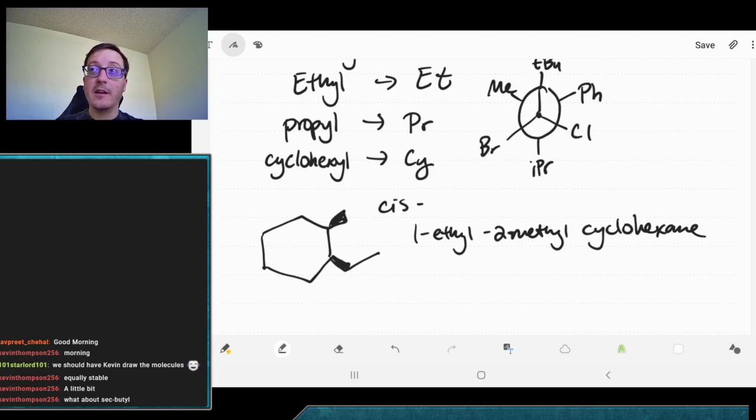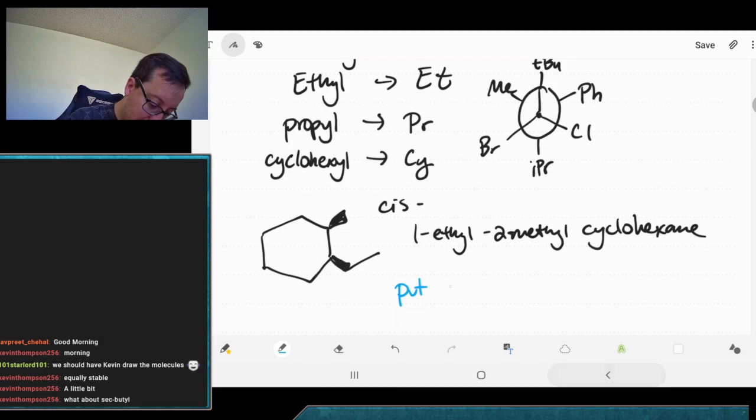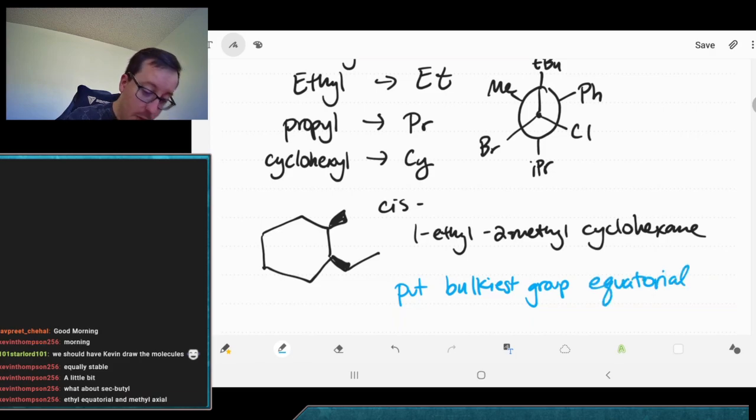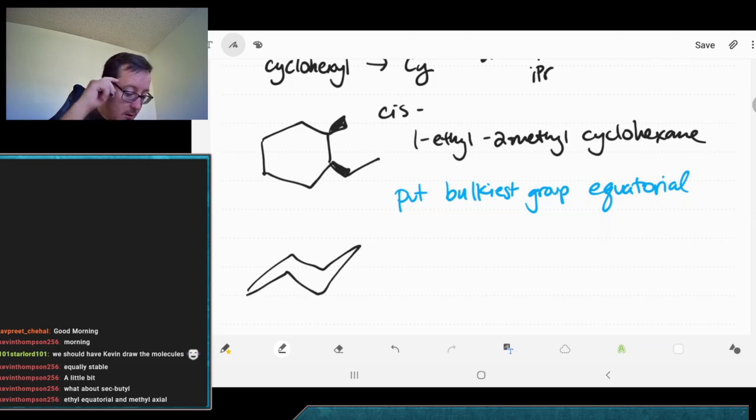One of them is going to be better than the other, right? And the one that's going to be better is going to put our bulkiest group in the equatorial position. So remember, we always want to put your bulkiest group equatorial. In this case, that's the ethyl group, right? We want to put the ethyl group equatorial, and we're going to have to then put the methyl group axially. So if we want to draw this, if we want to put our ethyl group equatorially, and it's got to point up, we can do that. We can say, aha.